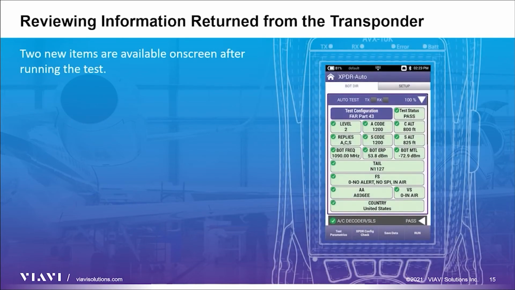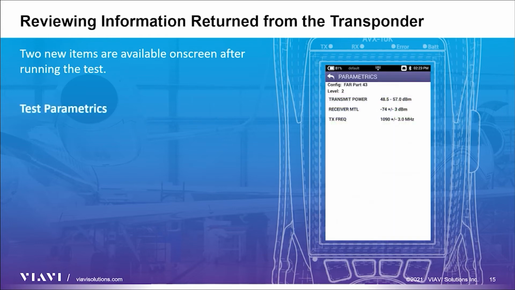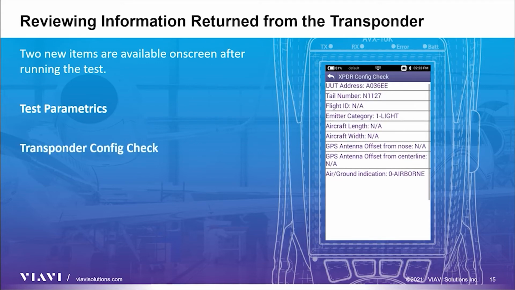After a transponder test is run, there are two buttons added to the soft keys in the lower left corner of the screen: Test Parametrics and Transponder Config Check. The data displayed after pressing the Test Parametrics button includes the test limits for power, frequency, and mean trigger level, as well as the level of the transponder under test. These limits are defined by the test type selected. By clicking on the Transponder Config Check button, you can view settings that the transponder is reporting, including UUT address, tail number, and emitter category. These are important items to verify after new installations.